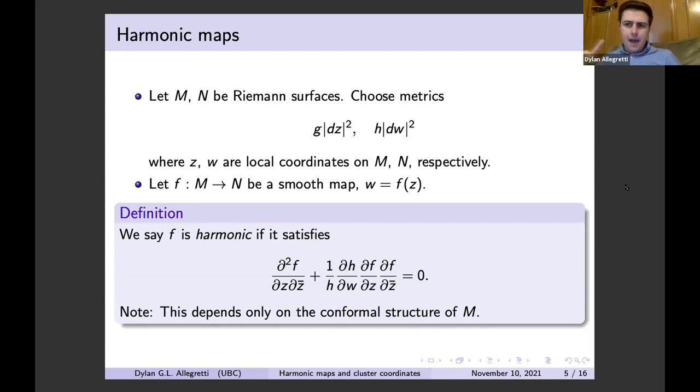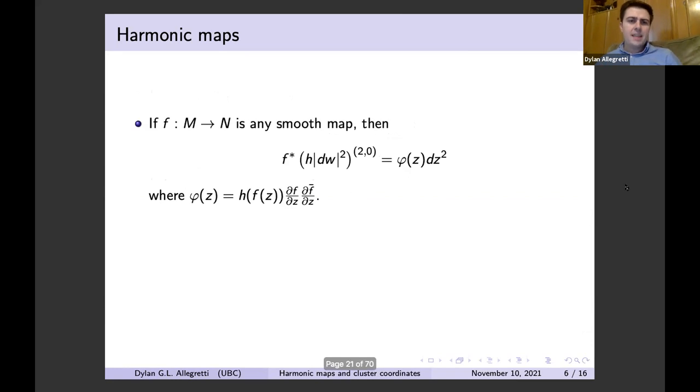So that is the notion of a harmonic map. And now I'd like to take a step back for just a moment and suppose that f is any smooth map between Riemann surfaces. So it could be harmonic, but it doesn't have to be. And then what you can do is look at the pullback of the metric on N. So you take that metric, you pull it back using this map f, and that will give you some tensor on the domain surface M. And then what I'd like to do is consider the 2-0 part of that tensor. So in other words, I'm looking at all terms in that expression which are multiples of dz squared.